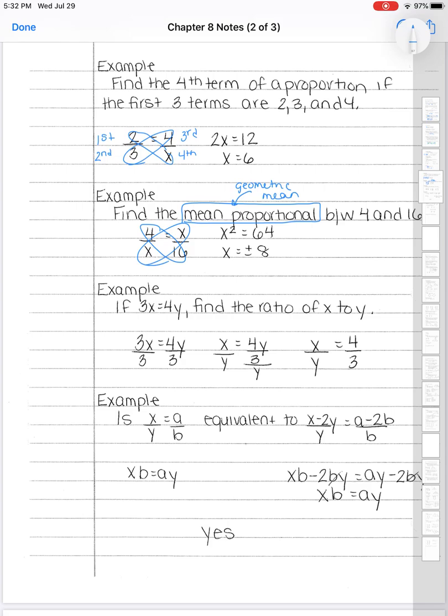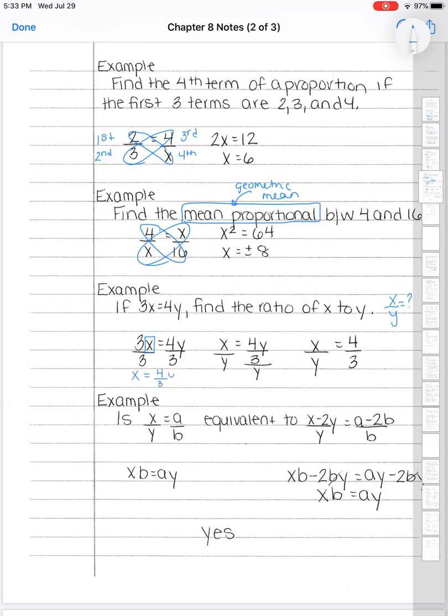Next problem says find the mean proportional. This is the same as the geometric mean. So you will see both of these ways used in problems. So it's either mean proportional or geometric mean, but it means the same idea. And remember, the setup was it's a number over x equals x over the other number. So 4 over x equals x over 16. Cross multiply, you get x squared equals 64, which means x could be plus or minus 8 for that.